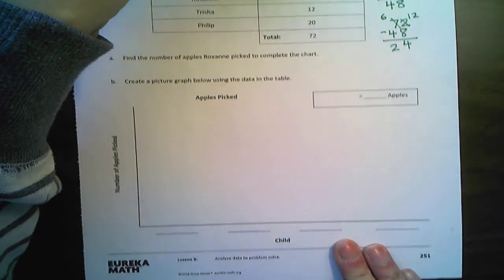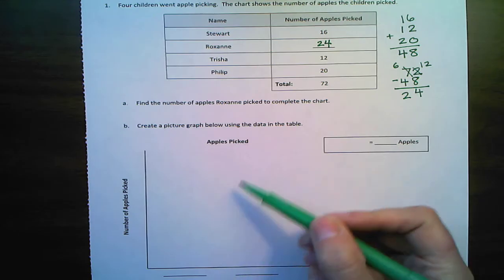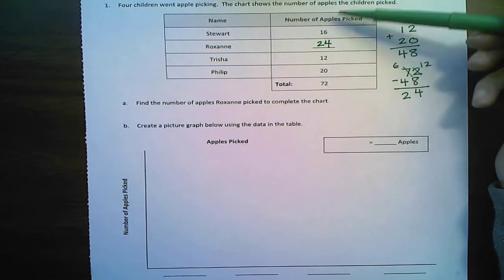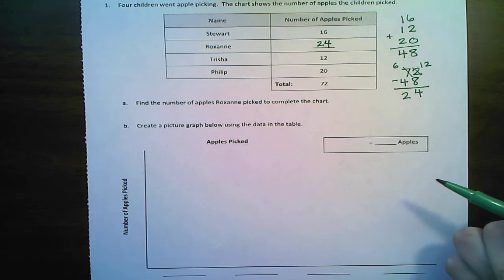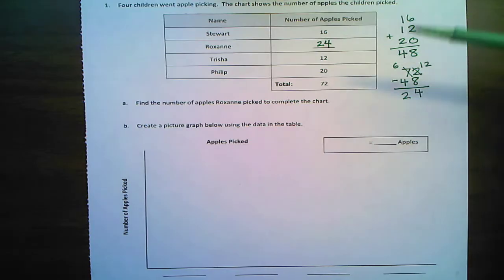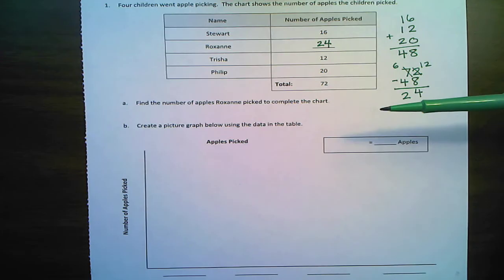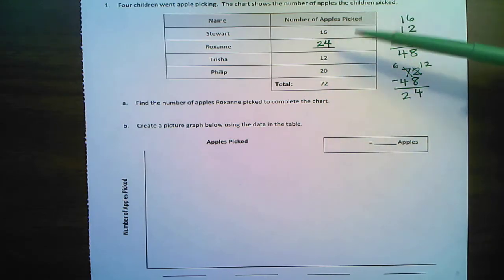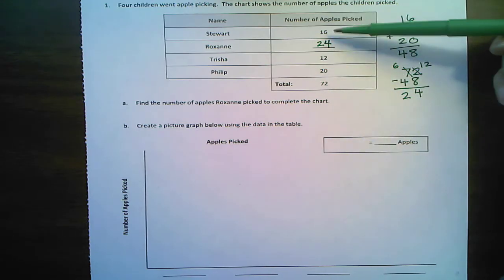Now, looking at these numbers, we don't have to draw 16 or 24 apples. There is a number that we can use for all of these so that one of our apples can represent more than one apple. What number do you see that's common? What can we divide all of these by to get a number that we want? We could do 2, right? They're all even numbers. So we could do 2.